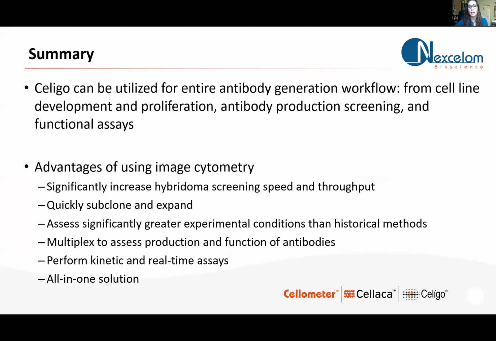So to summarize very briefly, Celigo can be really utilized for the entire antibody generation workflow, from establishment of your cell lines, monitoring outgrowth of those clones to colonies, to actually monitoring the production and binding of those therapeutic antibodies that are produced by your hybridoma cells, and then of course utilizing for functional assays.